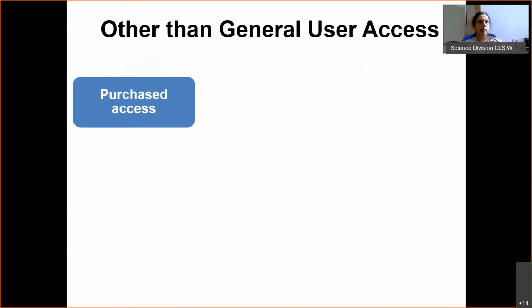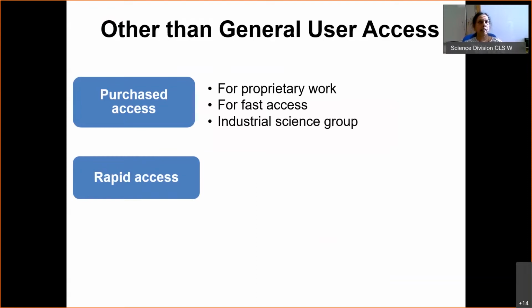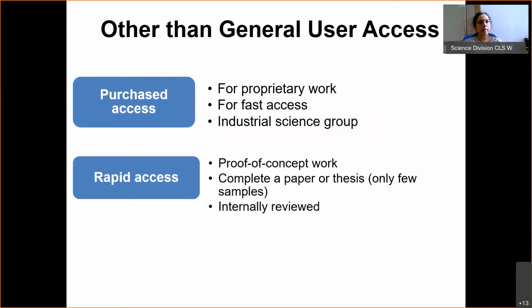And again, as I mentioned, other than that, you can go through purchased access. Even sometimes academic users use this if you want to do some proprietary work, or you don't want to write a proposal, you want some data, so you can buy beam time, and it's a fast access. You don't have to wait 6 or 8 months in advance. And then for rapid access, as I mentioned, if you're writing a paper or if you have to complete a thesis and 2 samples are missing or 2 samples' data is not looking good, you can contact the beamline responsible. Okay, that doesn't go through the peer review.